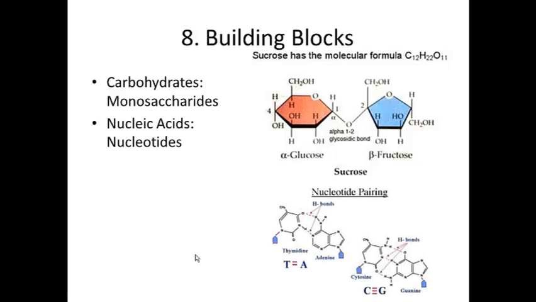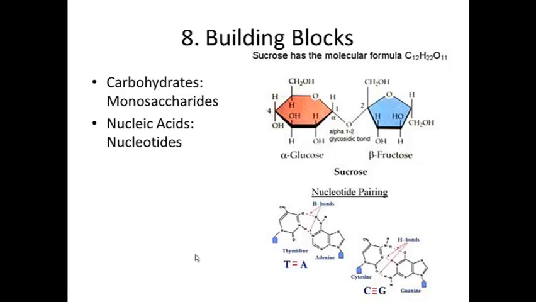The building block for nucleic acids are nucleotides. So the nucleotides are A, T, G, and C for DNA. We also have another nucleotide for RNA, but the main four are ATGC for DNA and AUGC for RNA. So nucleotides is what nucleic acids are made of, and that includes DNA and RNA.